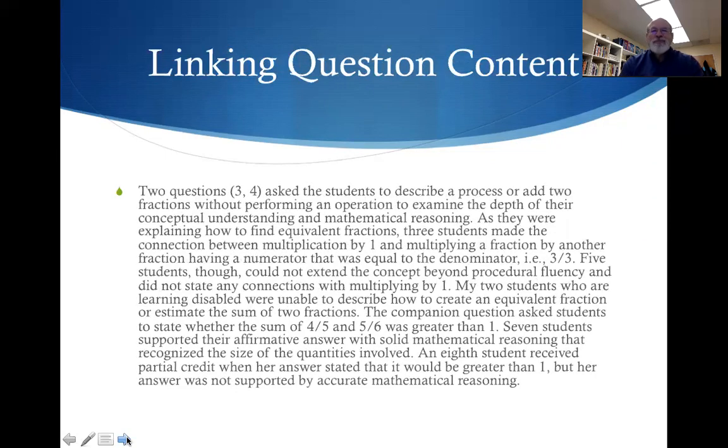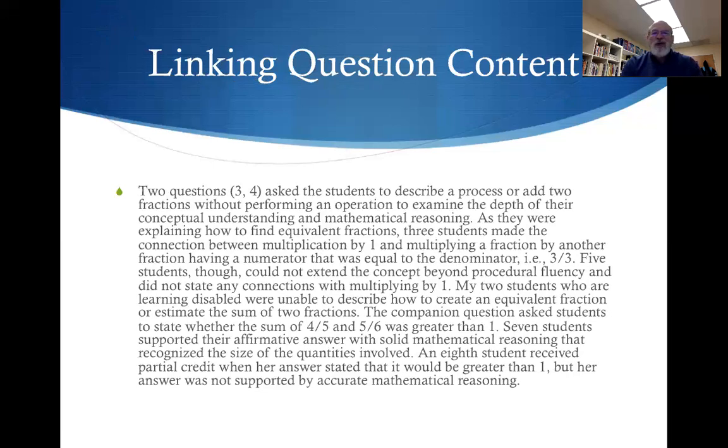Instead of one question, you may want to describe 2 questions. For example, if on your assessment, whether 2 consecutive questions or just 2 questions in general, focused on the same type of mathematical thinking or mathematical reasoning, what you could do is combine your descriptions into one. You could link the content. And that's what you're seeing here as you look at this paragraph. 2 questions, 3 and 4.